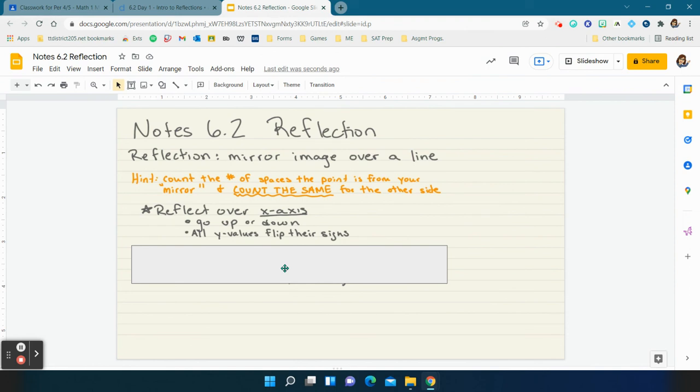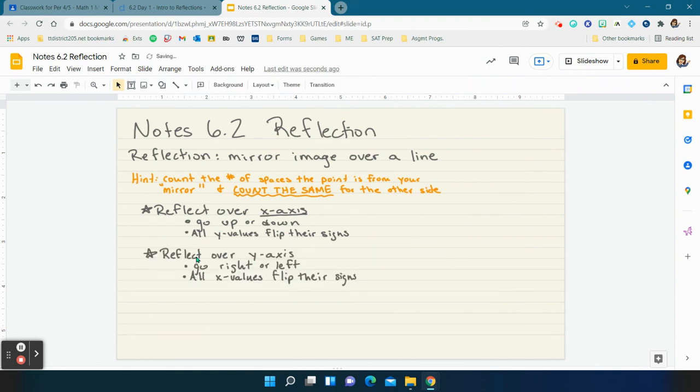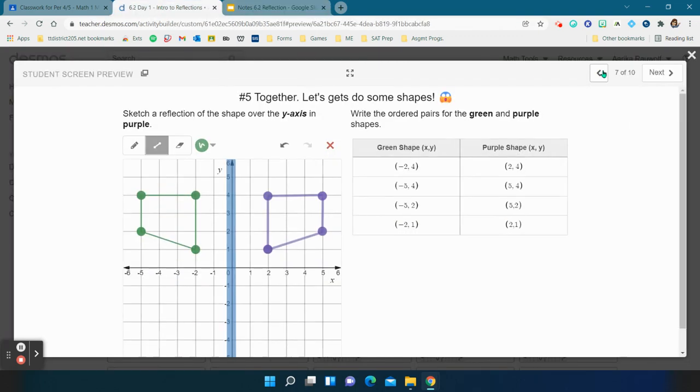I know I'm going fast, but remember, you can pause a video. When we reflect over the y-axis, you're moving left or right, and all your x values are going to flip their sign. So that was the one before. We flipped to the right side here, but all of our x values changed their sign.